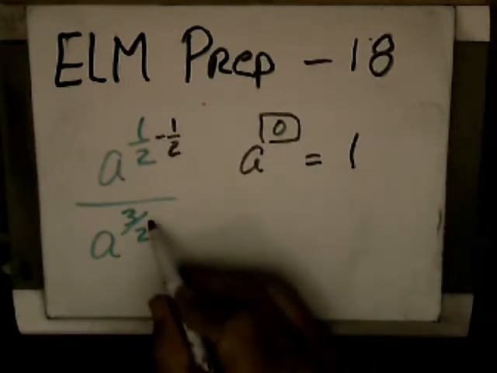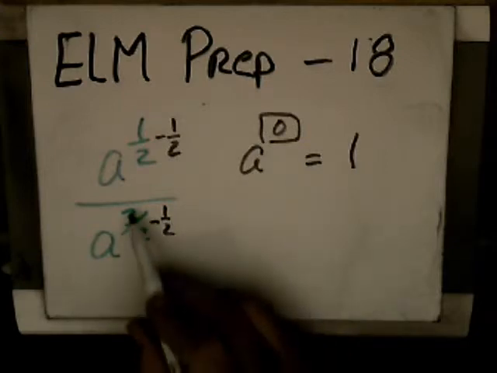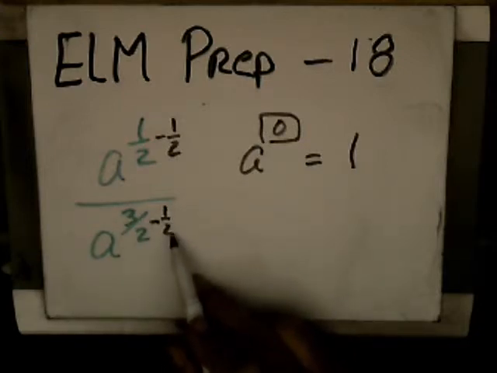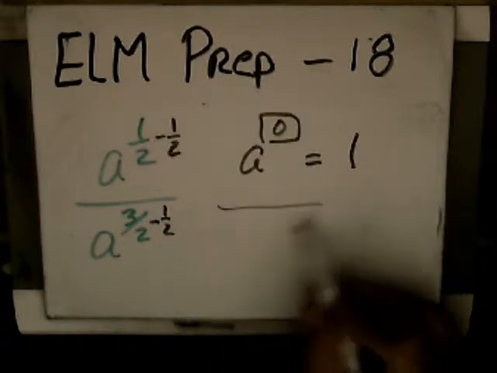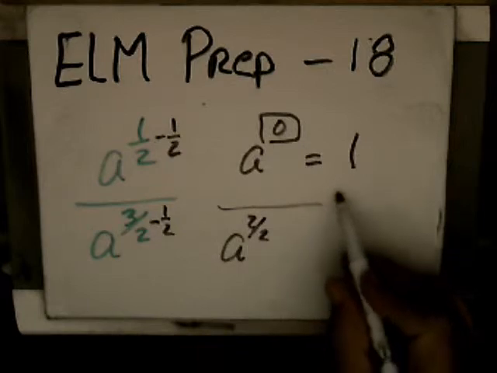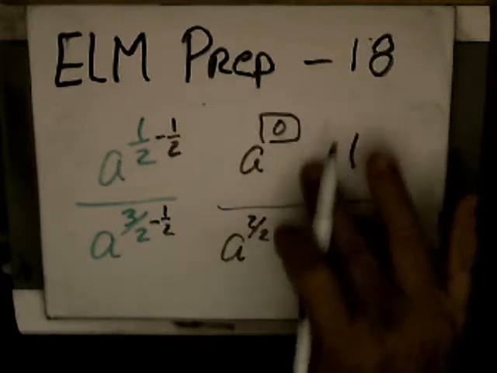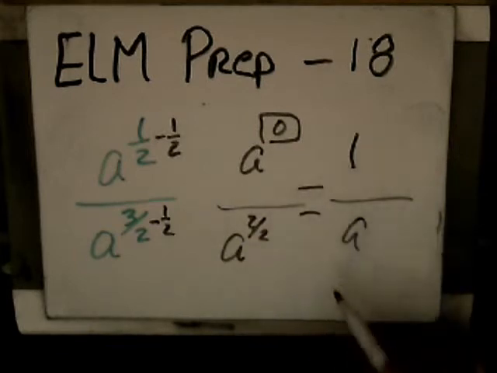So let's do the same thing to the bottom. I'm going to subtract 1/2 from the bottom. A to the 3/2 take away 1/2 is going to leave me with a to the 2/2, which is just a to the 1, right? And a to the 1 is just a. So my factored answer here ends up being 1 over a.